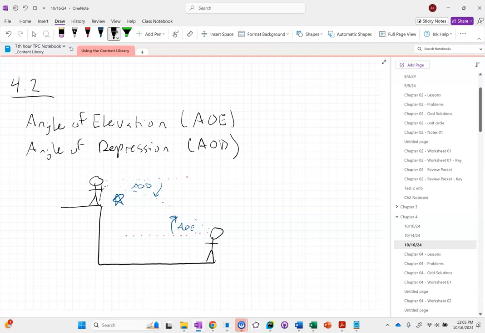They're complementary. They are consecutive interior angles who add to give you 90 degrees. The most common mistake students make in these section 4.2 problems is drawing a picture and putting your angle of depression in the wrong spot.